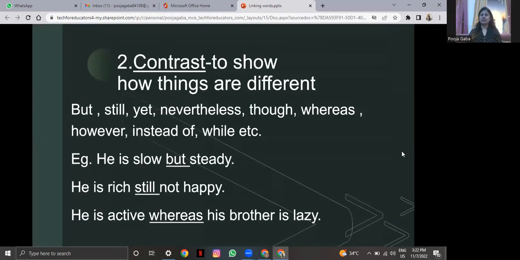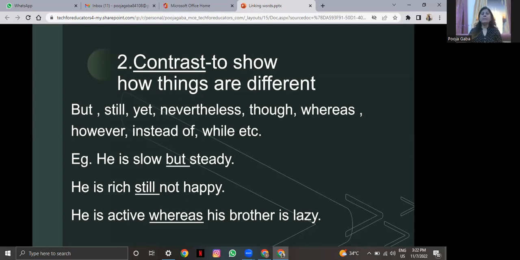Now let us understand the next one. The next one is contrast, to show how things are different, when we have to connect different ideas. The linking words used for those are but, still, yet, nevertheless, though, whereas, however, instead of, while, etc. Now see how they are used.